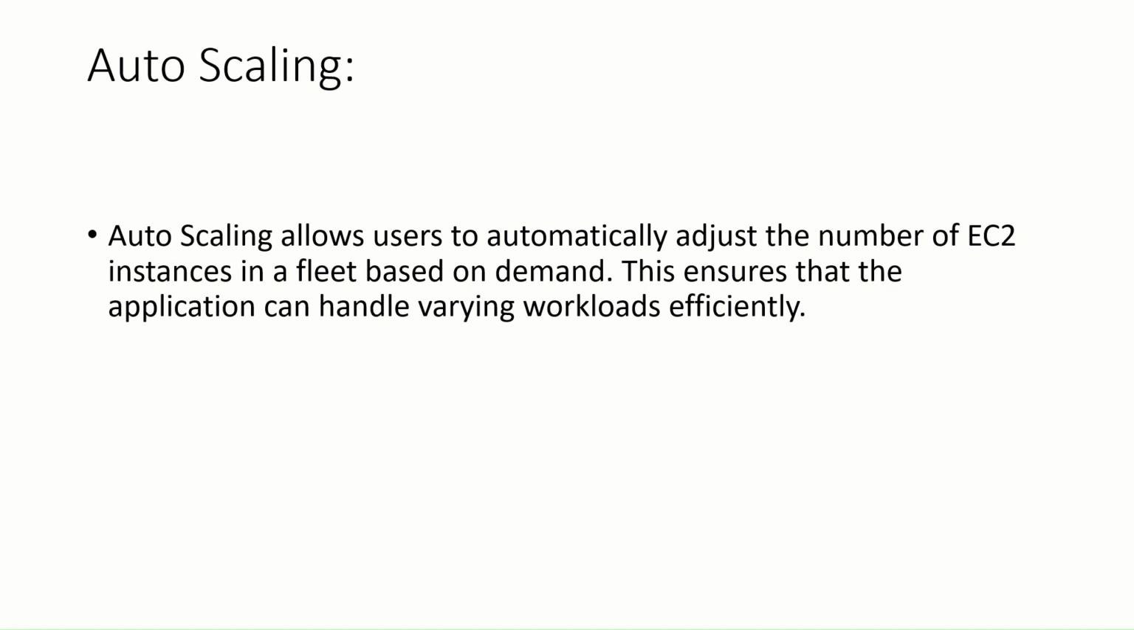What do you mean by auto scaling? Auto scaling allows users to automatically adjust the number of EC2 instances in a fleet based on demand. So let's say as of now the demand for EC2 instances is very low, or you can say the requests coming to your application are very low. At that time, auto scaling will reduce the number of active EC2 instances, and when the demand is high, it automatically increases the number of EC2 instances to meet the demand. So this ensures that the application can handle varying workloads efficiently.